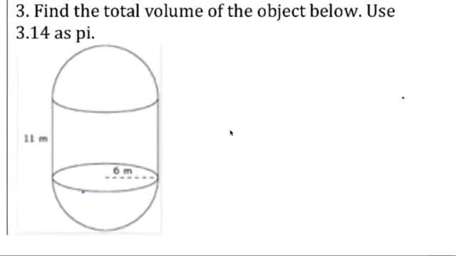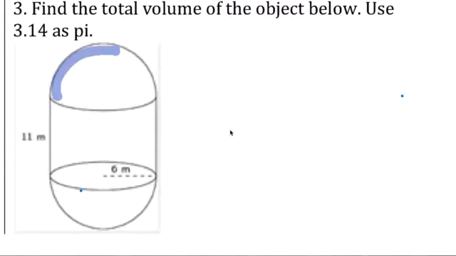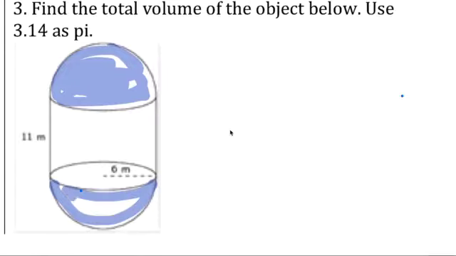Okay, here, if you look at this, you have two halves of a sphere, two hemispheres. So what makes one whole sphere? So we're going to add at the end here the volume of the sphere.